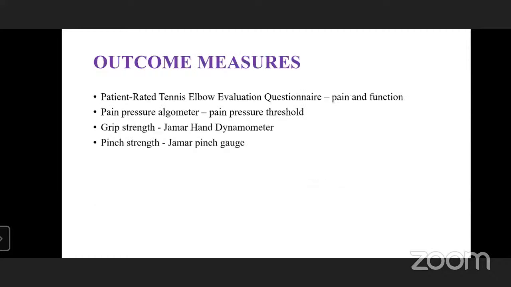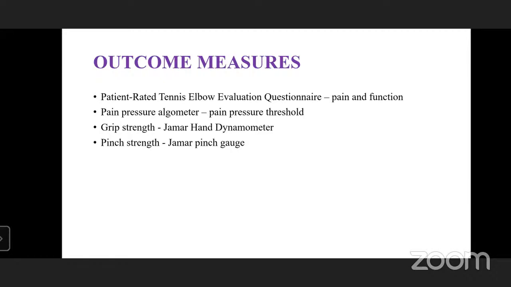The outcome measures taken are the patient-rated tennis elbow evaluation questionnaire, which has pain and function subscales, pain pressure algometer to see pain pressure threshold, grip strength assessed using Jamar hand dynamometer, and pinch strength assessed using Jamar pinch gauge.